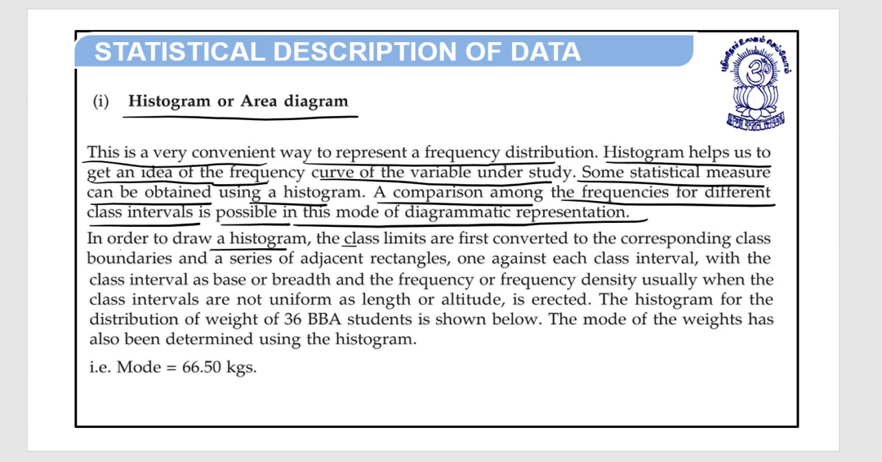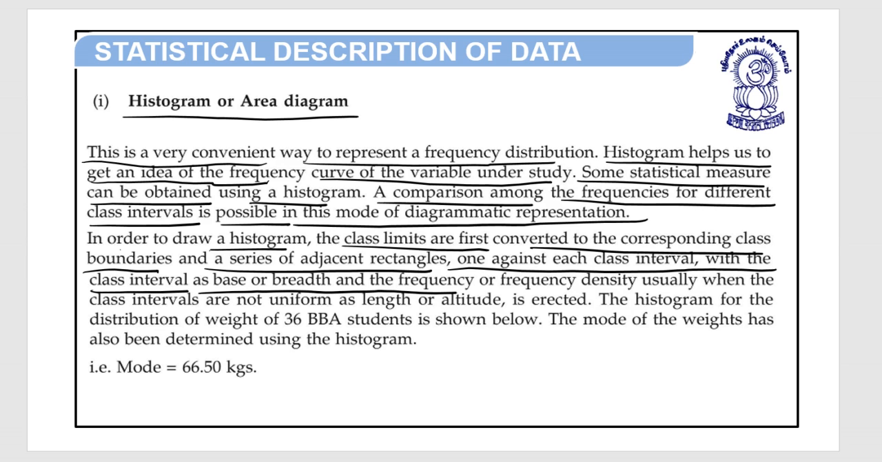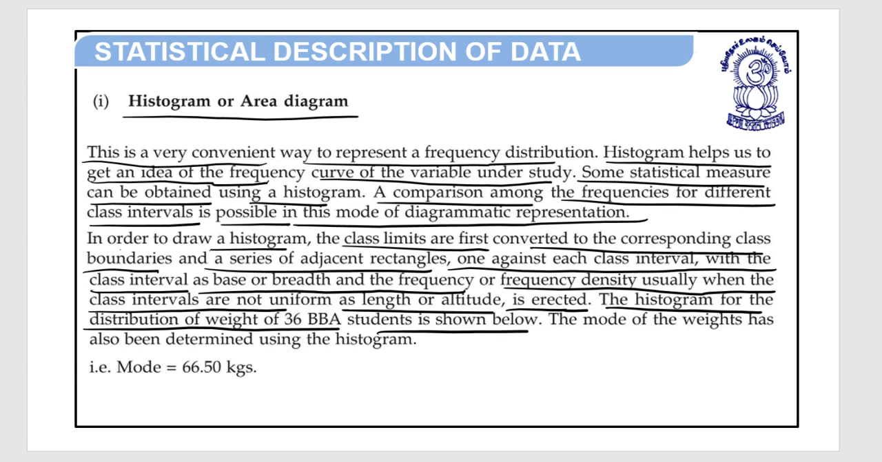In order to draw a histogram, the class limits are first converted to corresponding class boundaries, and a series of adjacent rectangles, one against each class interval, is erected with the class interval as base or breadth, and the frequency, or frequency density usually when the class intervals are not uniform, as length or altitude. The histogram for the distribution of weight of 36 BBA students is shown below. The mode of the weights has also been determined using the histogram.